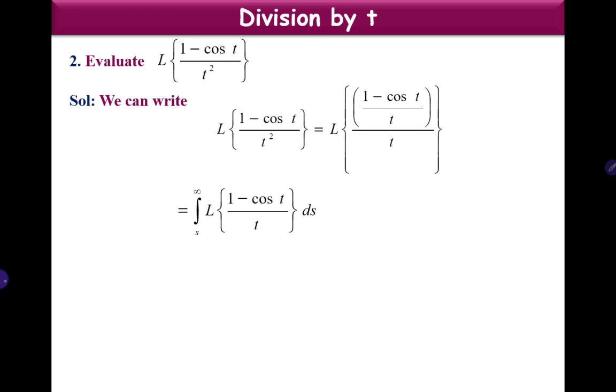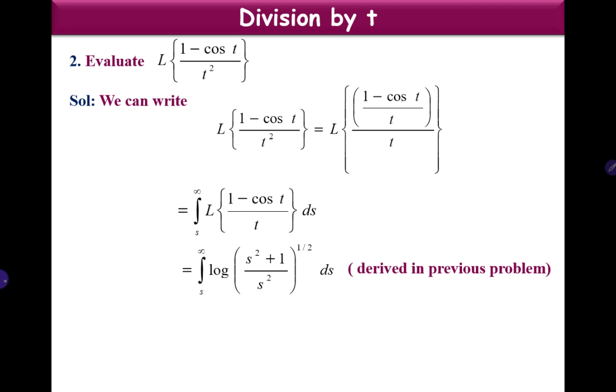What is L of f of t by t? Integral s to infinity L of f of t ds. f of t here is (1 minus cos t) by t. So this is integral s to infinity L of (1 minus cos t) by t ds. And in the previous problem we have already derived L of (1 minus cos t) by t as log of square root of (s square plus 1) by s square. That is integral s to infinity log of ((s square plus 1) by s square) whole power 1 by 2. Now to integrate this, we need to simplify it because direct integration is somewhat difficult.